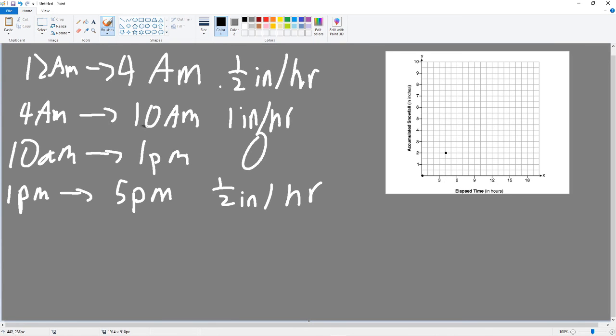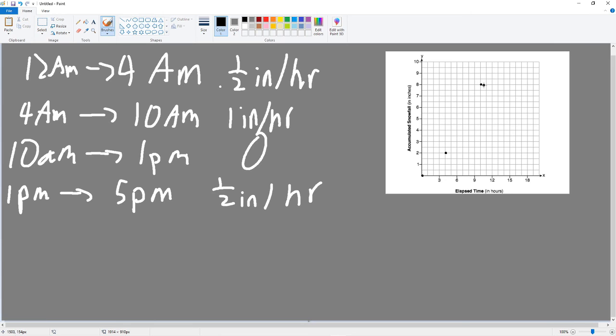And then from 4 a.m. to 10 a.m., you have 1 inch per hour. So from 4 to 10, that's 6 hours, so it snowed 6 inches. 6 plus 2 is 8, so it's going to be somewhere around here, at 10.